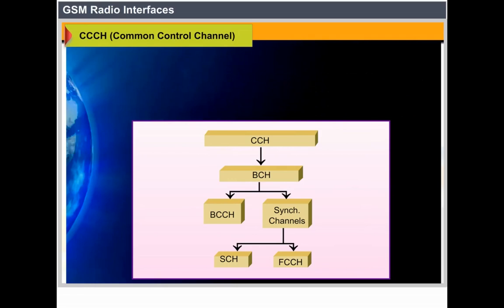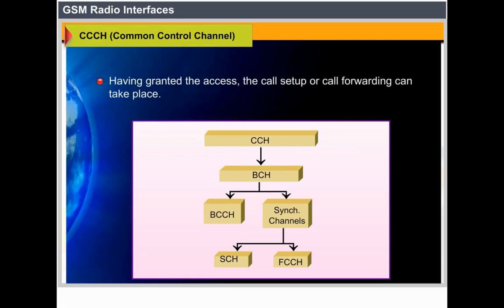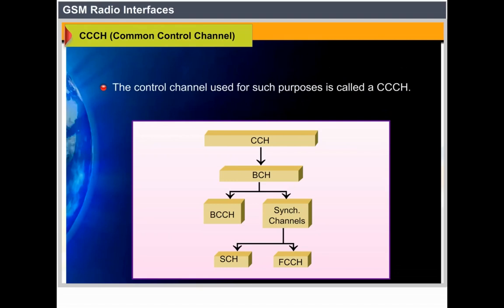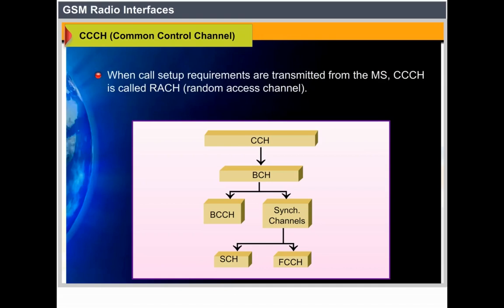CCCH, common control channel. A BTS, when granting access to an MS so that the MS can use either SDCCH or TCH, uses a channel called AGCH, access grant channel. After the access is granted, the call setup or call forwarding can take place. The control channel used for such purposes is called a CCCH. When call setup requirements are transmitted from the MS, CCCH is called RACH, random access channel.